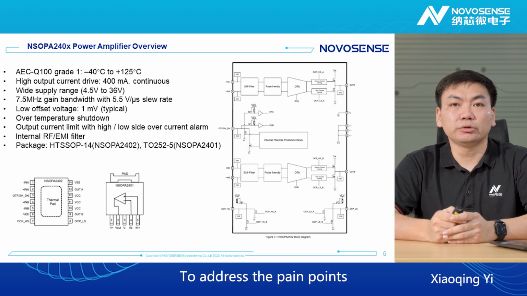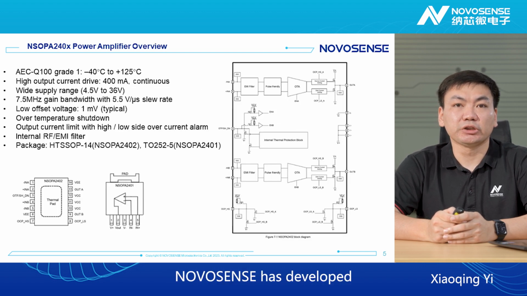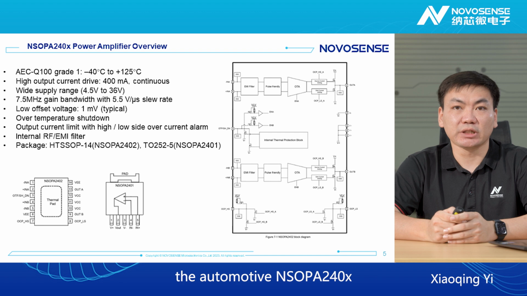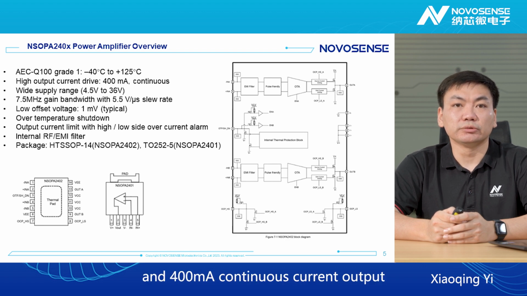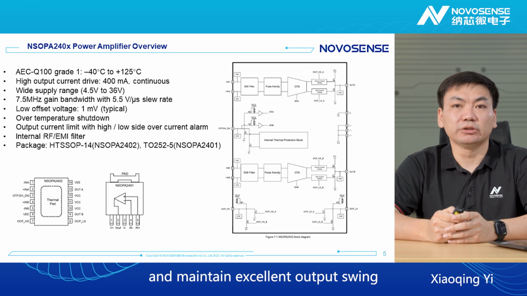To address the pain points of the resolver driver, NOVOSENSE has developed the automotive NSOPA240x. Firstly, it meets the AEC-Q100 Grade 1 requirements and supports up to 36 volts power supply and 400 mA continuous current output. It can meet the requirements of various resolver drivers and maintain excellent output swing in case of large current output, minimizing its own power dissipation.